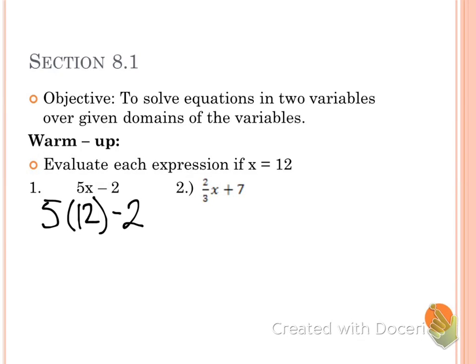Then we have to simplify it. What operation comes first, Keon? Well, okay, good. So parentheses, but there's nothing to do inside the parentheses. So we go to multiplication. 5 times 12 is 60. 60 minus 2 is 58.